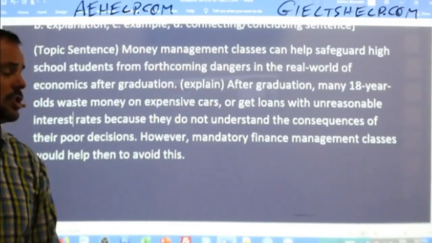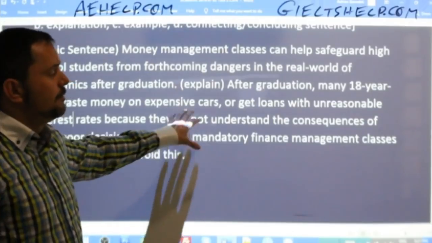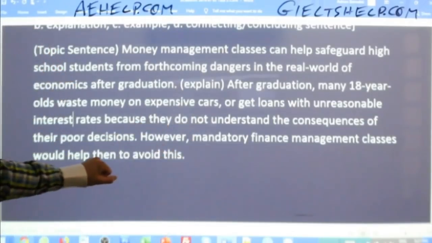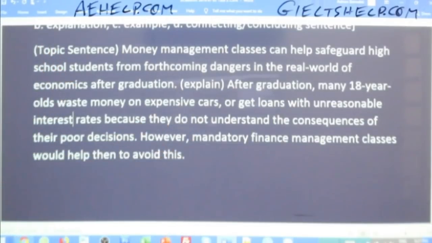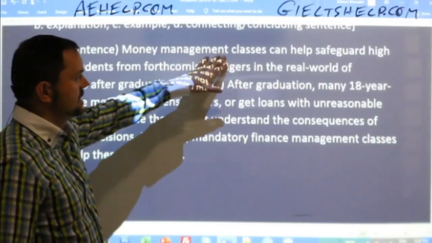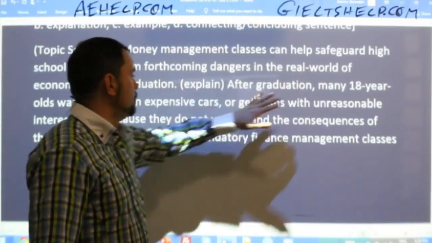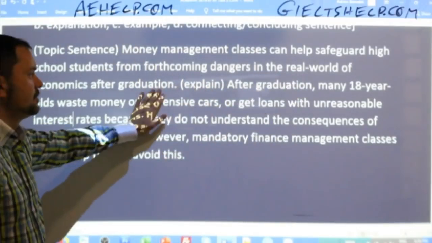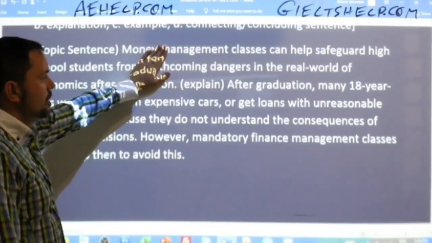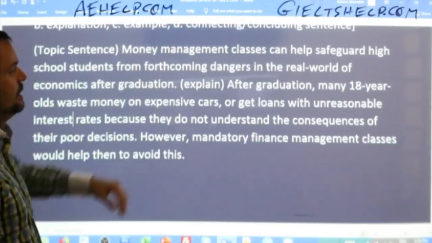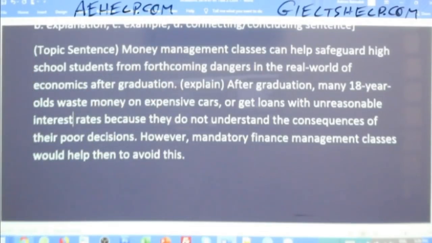The explanation, again, it's coming from your planning, right? So notice here that money management classes can help safeguard high school students from the forthcoming dangers in the real world of economics after graduation. This part here is coming from the why have these mandatory classes.